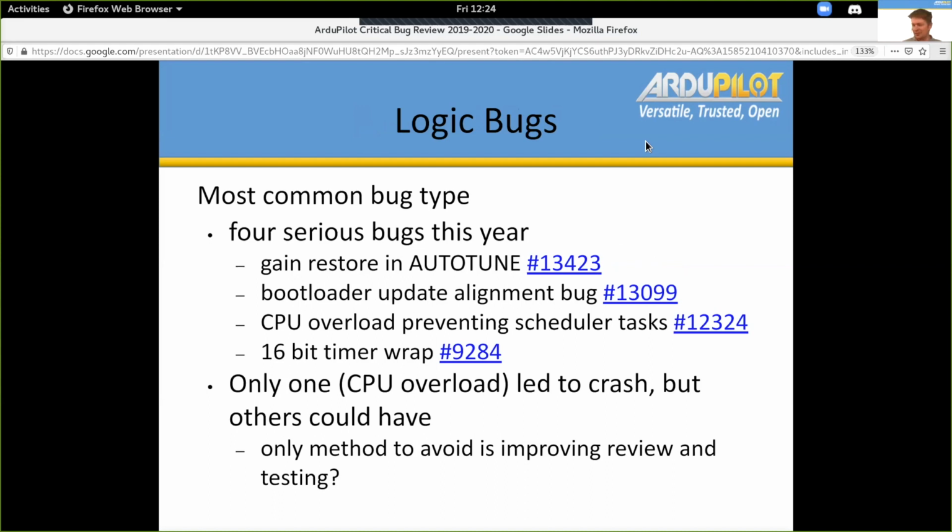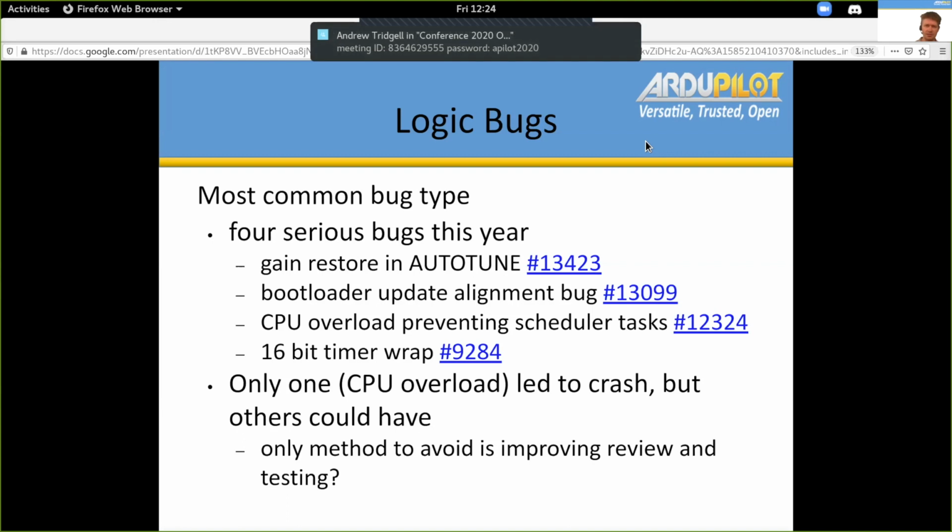Logic bugs cover things that are entirely internal to the ArduPilot logic, and these are the ones that really ought to be preventable. A lot of these could have had a regression test written for them before the code was significantly modified, so that we ensured we didn't have regressions.